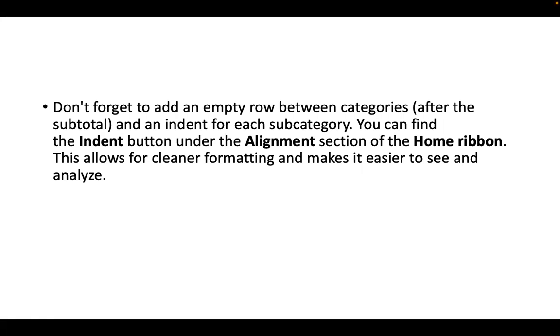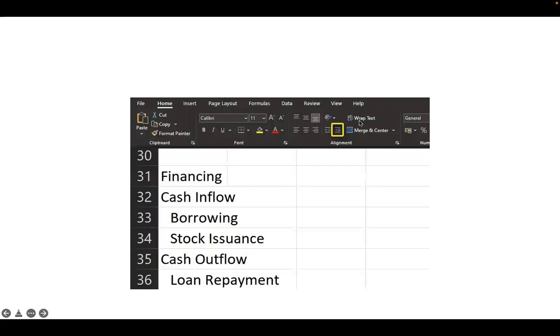for each subcategory. You can find the indent button under the alignment section of the home ribbon, which allows for clearer formatting and makes it easier to see and analyze. So this is the alignment we'll have to do. I wish you had a laptop and you would be doing it along with me. And since I'm not using Excel now, you can just comprehend it.